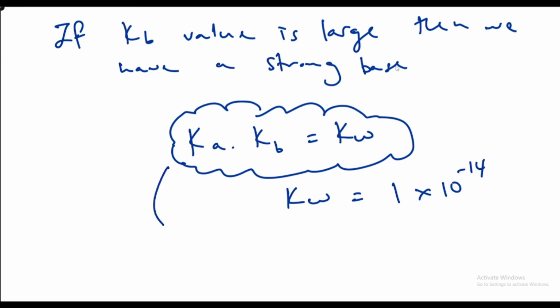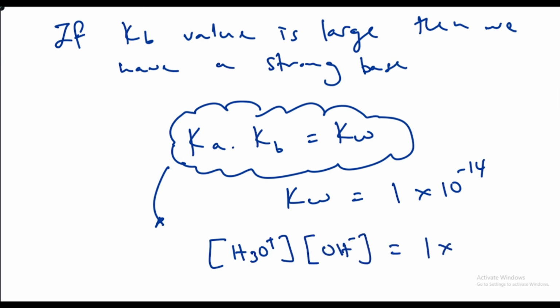Another way of expressing the same equation is to say concentration of H3O plus times the concentration of OH minus is equal to 1 times 10 to the minus 14. We will be using this equation quite a bit when we're dealing with pH calculations in other videos.